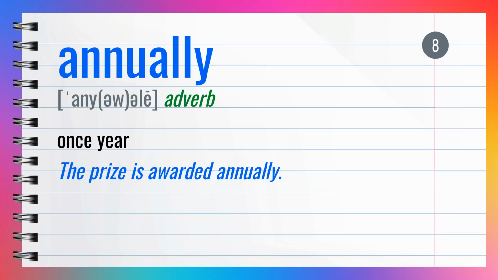Annually. Annually means once a year. Once a year. For example, the prize is awarded annually. The prize is awarded annually.